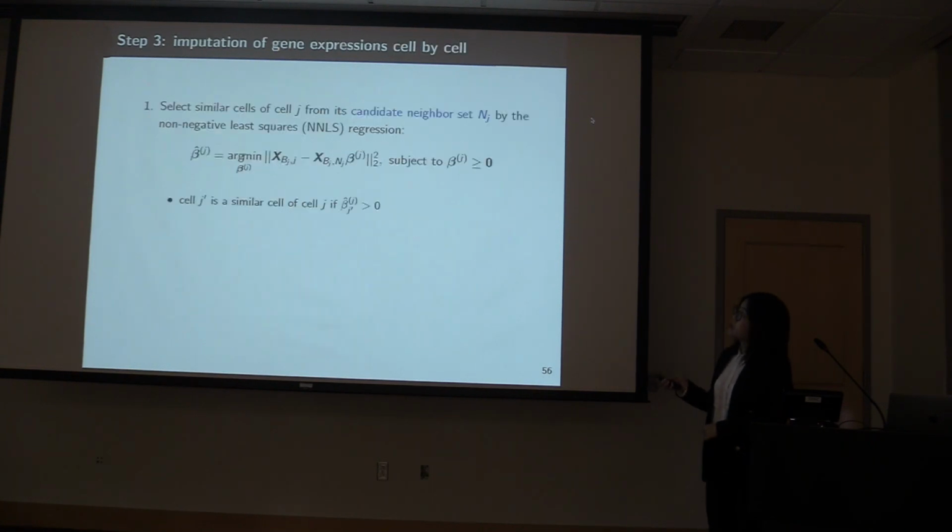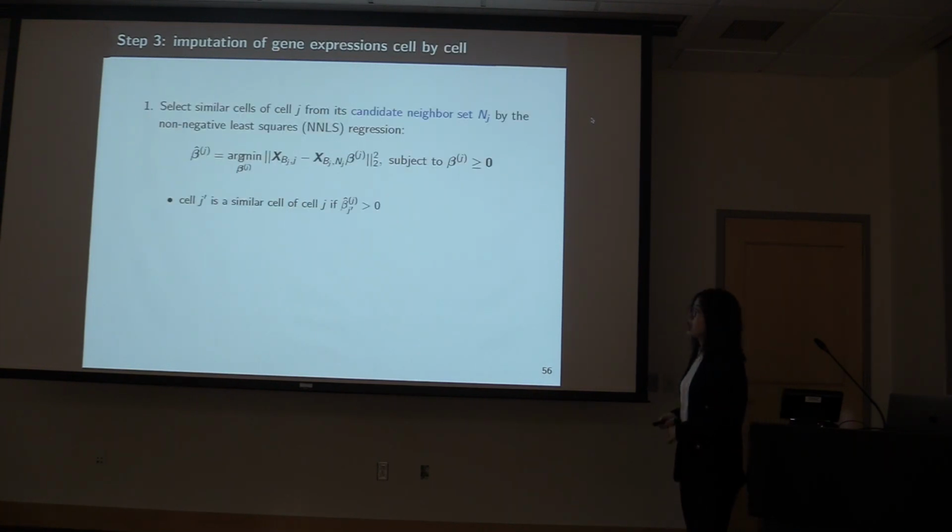Now with these identified dropout values, the last step of S-impute is to impute the gene expression levels cell by cell. Recall that we identified a candidate neighbor set NJ for each cell J based on the spectral clustering result. Then, in order to select the similar cells of cell J from this candidate neighbor set, we construct a non-negative least square regression model based on gene set BJ, since these genes are accurately measured in cell J.